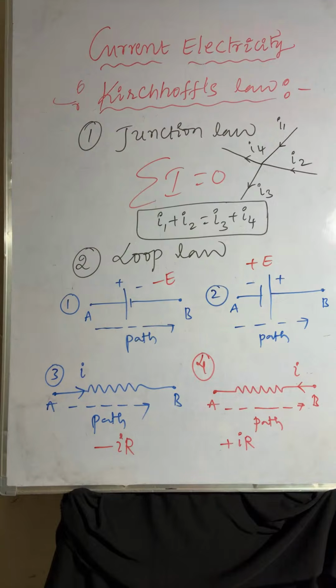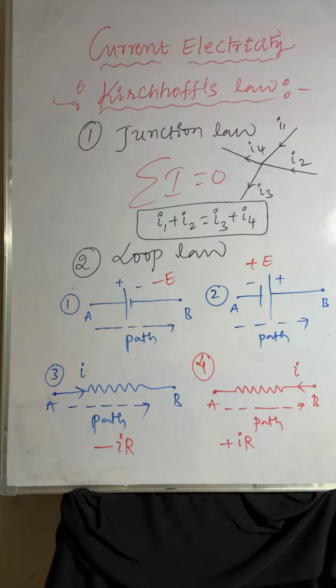One is junction law, another one is loop law. In junction law, the sum of the currents reaching the junction is equal to the sum of the currents leaving the junction. So entering the junction, I1, I2, equal to leaving the junction, I3 and I4.